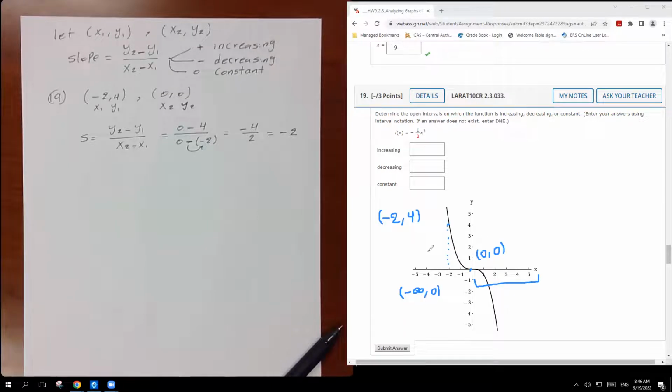Now, I'm done with this one. I'm going to go ahead and check the second part of the graph. So also, I'm going to choose 2 points. I can choose this point, the first one.